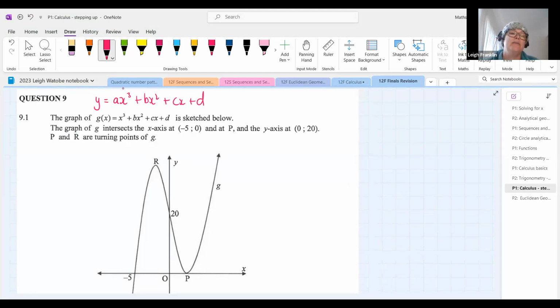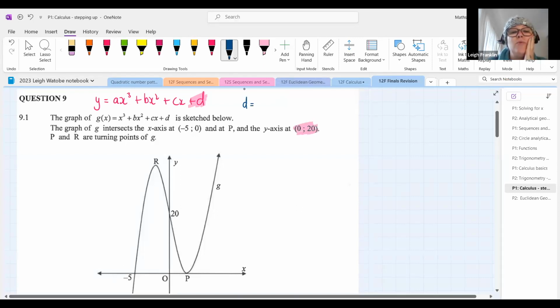What are they telling us about the graph with regard to the letters here? They've told us what one of the letters is and haven't asked us to solve for it. Which letter and what's its value? Based on the information that's provided, what have they told us? They've given us the y-intercept, absolutely. So when we see this over here, we know that that's the y-intercept, 100%. Good, well done. So they've told us straight away that D is equal to 20.